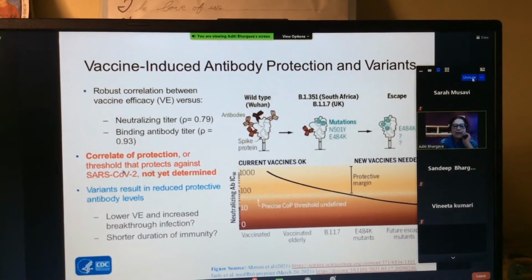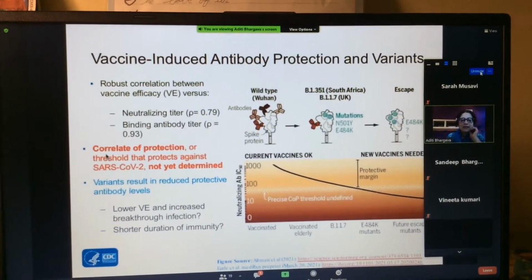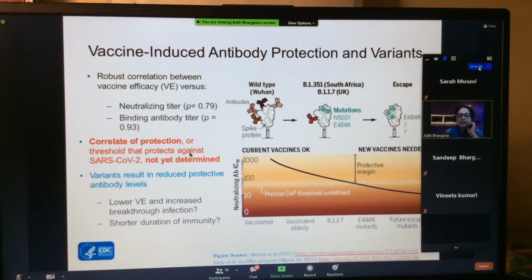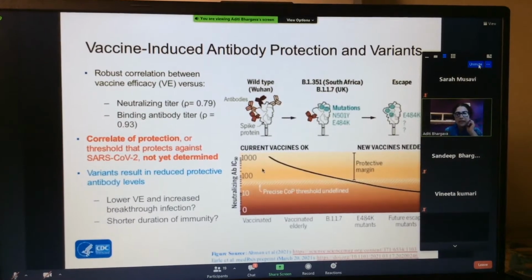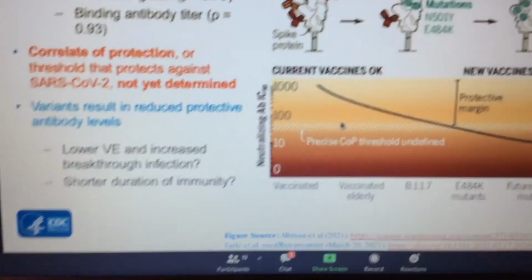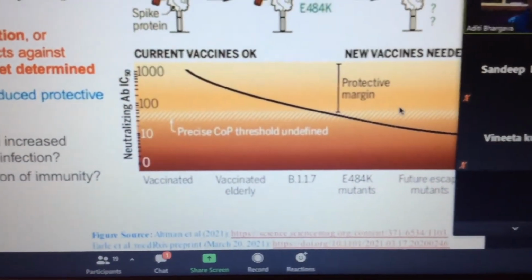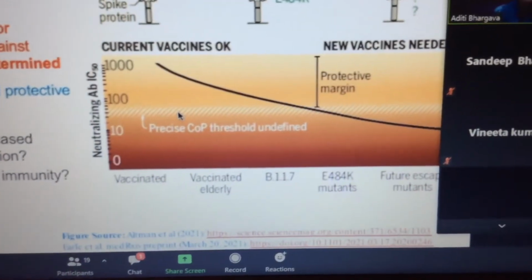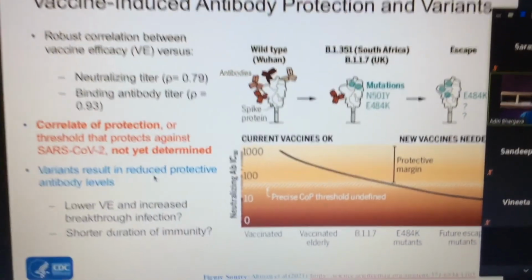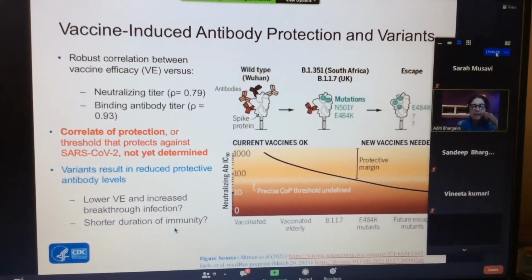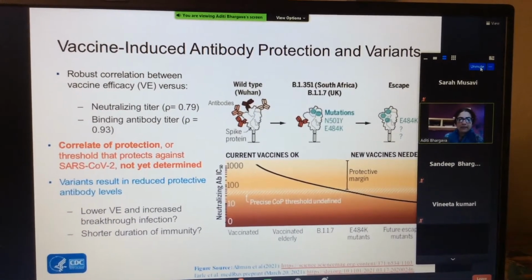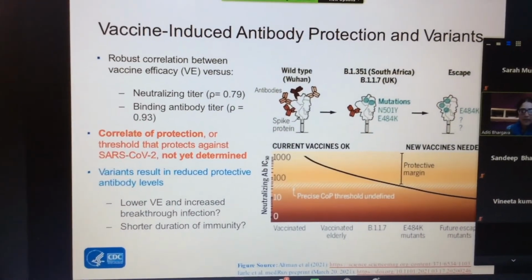So again, where we stand as per the CDC, a correlate of protection, or the threshold that protects against SARS-CoV-2, has not yet been determined, meaning how much antibody you need in your circulation to give you protection is still under question. And of course, the variants result in reduced protective antibody levels, and we still don't know the duration of protection from the vaccines, or even from natural infection for that matter.